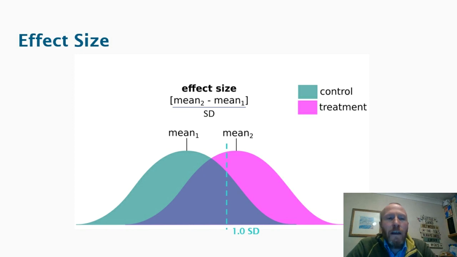Okay, and then the other idea that you're almost certainly going to come across when you're reading for assignment 1, so it's worth understanding what this means, is effect size. So for quantitative studies in education research, the results are often given as an effect size. Okay, so what does that tell you?